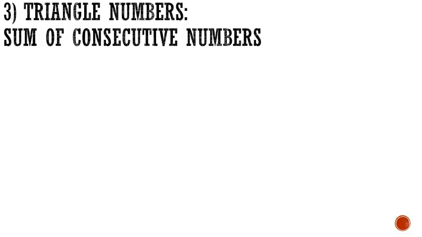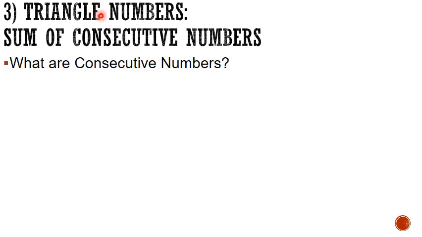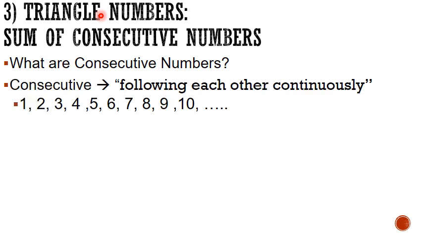So why do we call the sum of consecutive numbers triangle numbers? First of all, let's recap what consecutive numbers are. Consecutive numbers are numbers that follow each other continuously: 1, 2, 3, 4, 5, 6, 7, 8, 9. So these are consecutive numbers. Previously, we looked at consecutive odd numbers. So then we have 1, 3, 5, 7, 9, and so on.